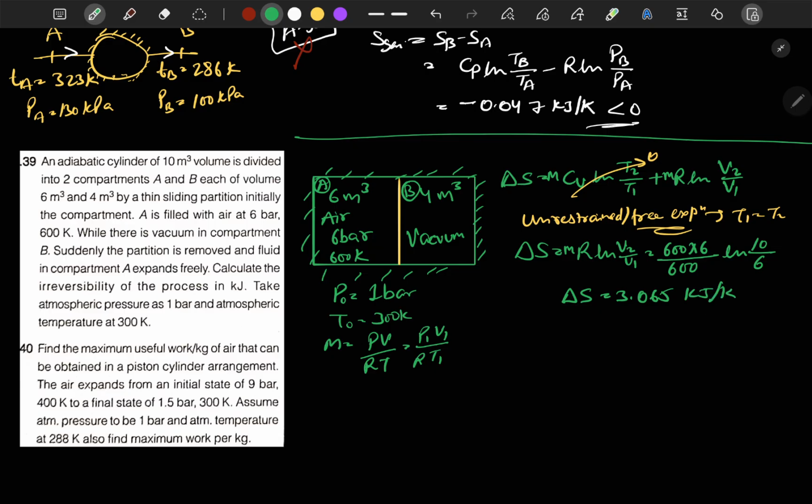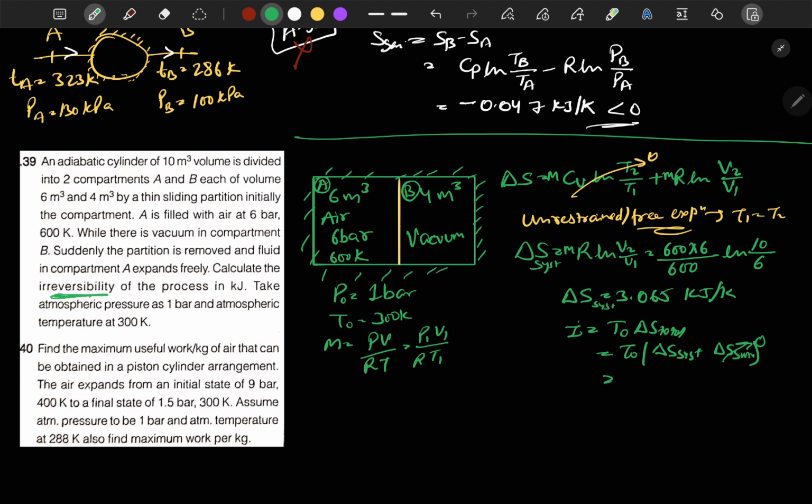Now, we have to find the irreversibility in the process. Irreversibility is equal to T naught times delta S total. We can write it as T naught times delta S of system plus delta S of surrounding. This is for the system. For the surrounding it is equal to 0 because the cylinder is adiabatic.